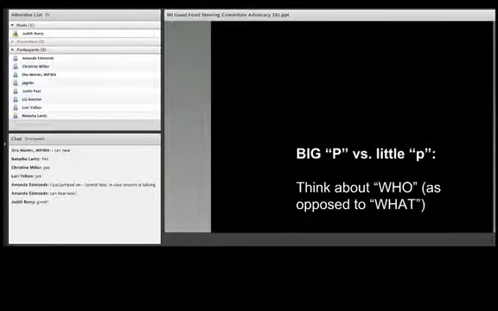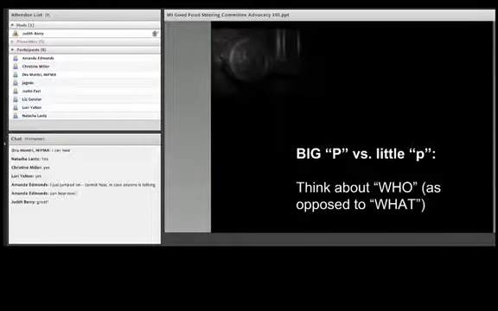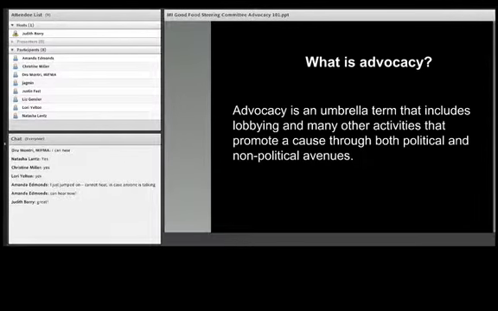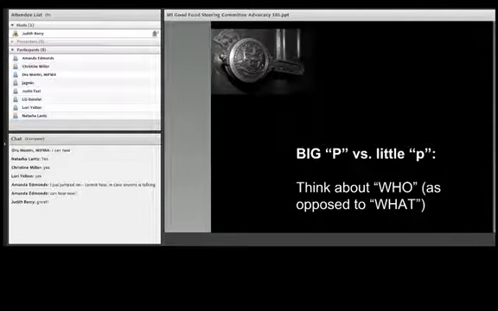We can go on to the next one. But if you're going to stick with that categorization, remember big P, little p, it's not about the what, it's about the who. So Jean, if I can just, because it's interesting having worked in state government and then coming to higher education.